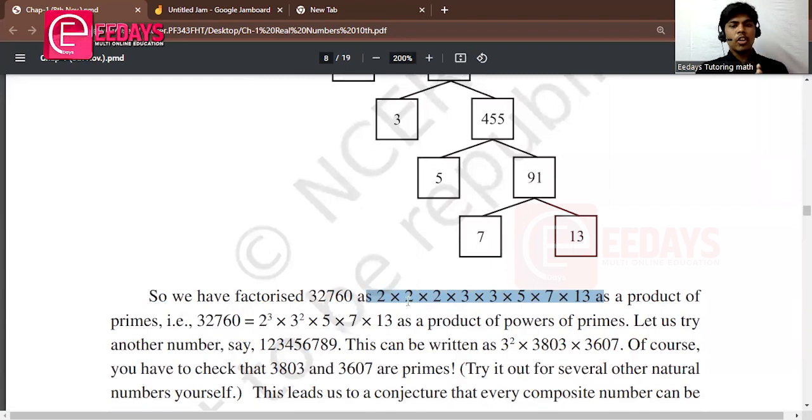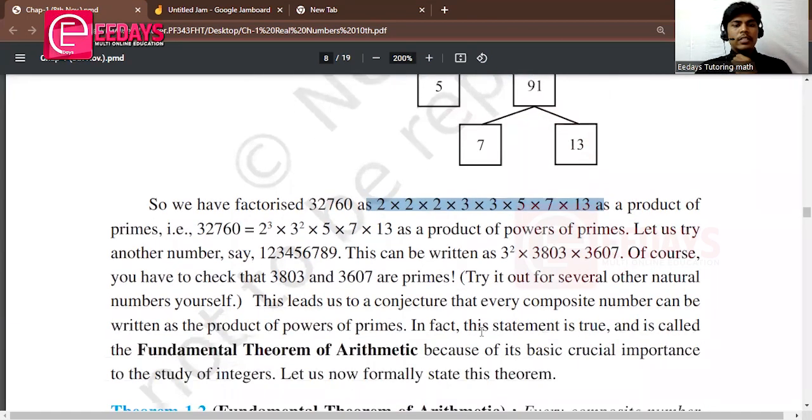Then group those primes. How many 2s are there? There are 3 2s. You can group it as 2 cube. And how many 3s are there? There are 2 3s. So that's why you can group it as 3 square. And 5 into 7 into 13. So you just write like this. I hope everyone understood. Then you can try with the big numbers also.